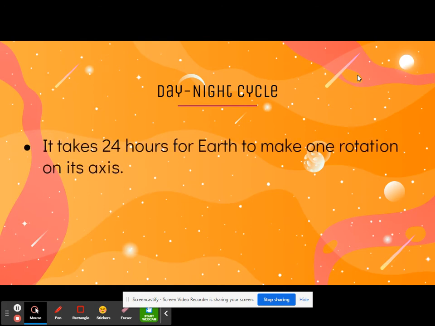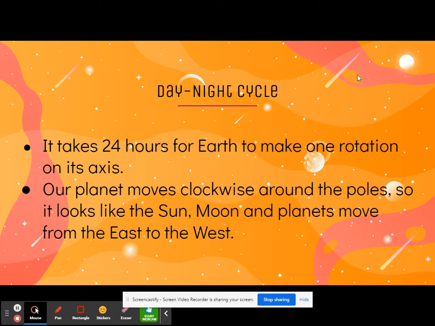You should also by now know that it takes 24 hours for Earth to make one rotation on its axis. So if we start right here, it takes us 24 hours to go one time around on our axis. You should also maybe not know that our planet moves clockwise around the poles. So it looks like the sun, the moon, and the planets are moving from east to west. They aren't. We are.